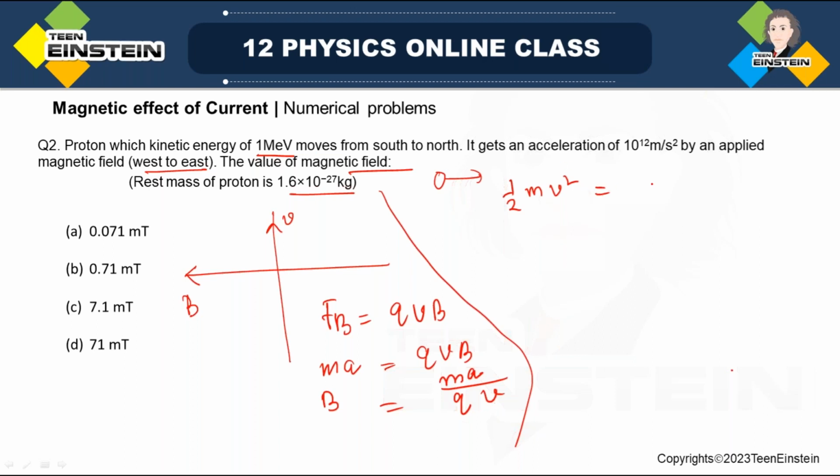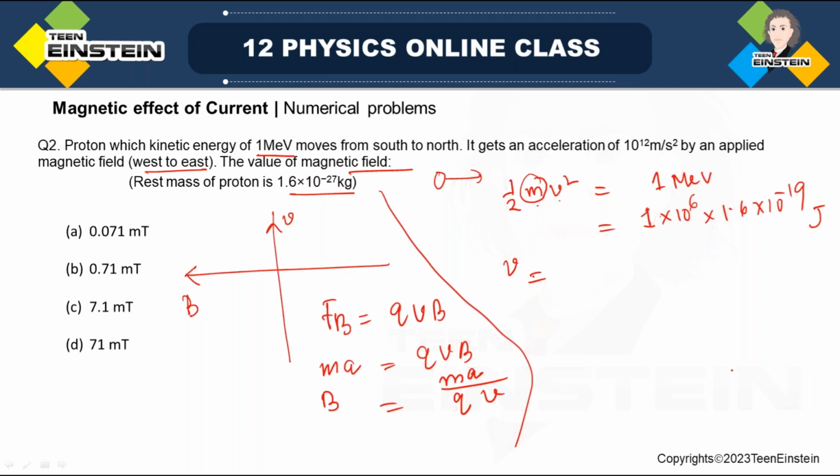So this is given as 1 mega electron volt. Mega electron volt can be written as 10 to the power 6 electron volt, and this electron volt can be converted into joule by just multiplying by 1.6 into 10 to the power minus 19 coulomb. So this is actually in joule now. Here mass will be in kg, and this will be meter per second. So from here we can find out the v.